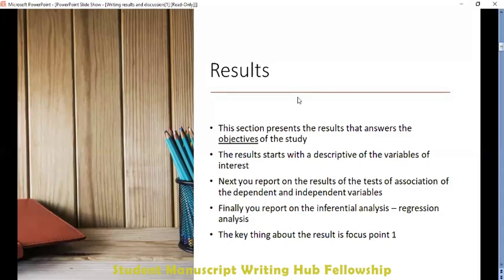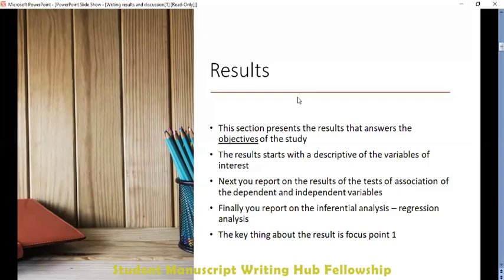Now, the results start with describing the variables of interest. What are the variables you looked at in your study? What are the independent variables? What are the dependent variables? What are the confounders in your study? And what were the things you found?